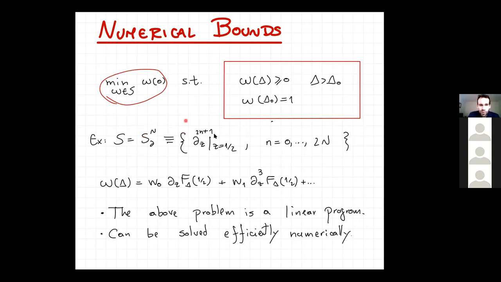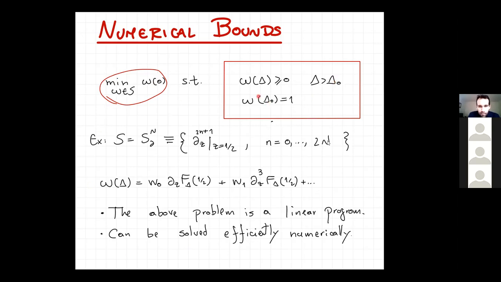So you can choose this functional in the basis of functions, which is basically the Taylor series expansion. Okay, these functions would be just derivatives with respect to Z at some specific Z. And so these functionals as a function of delta would be just some coefficients, which you can choose, times derivatives of the crossing vector at the half. Okay, so these are valid functionals. And so if the size of this set is finite, this is a linear program and you can solve it efficiently numerically. So you can look for the functional which minimizes this subject to these constraints.